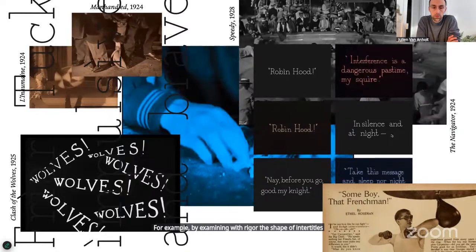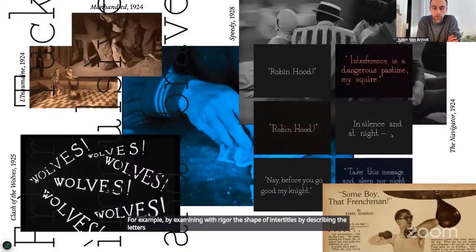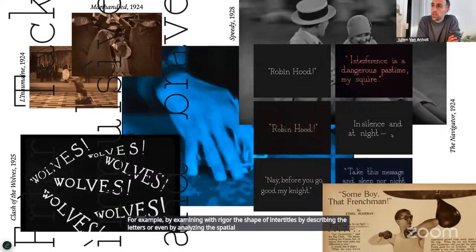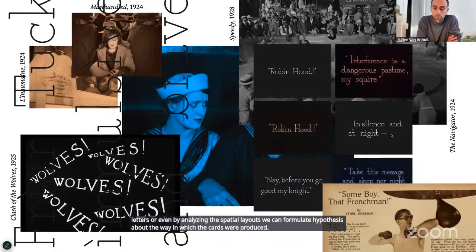For example, by examining with rigor the shape of intertitles, by describing the letters, or even by analyzing their spatial layouts, we can formulate hypotheses about the way in which the cards were produced. The fonts used to typeset the intertitles can also provide reliable dating elements.